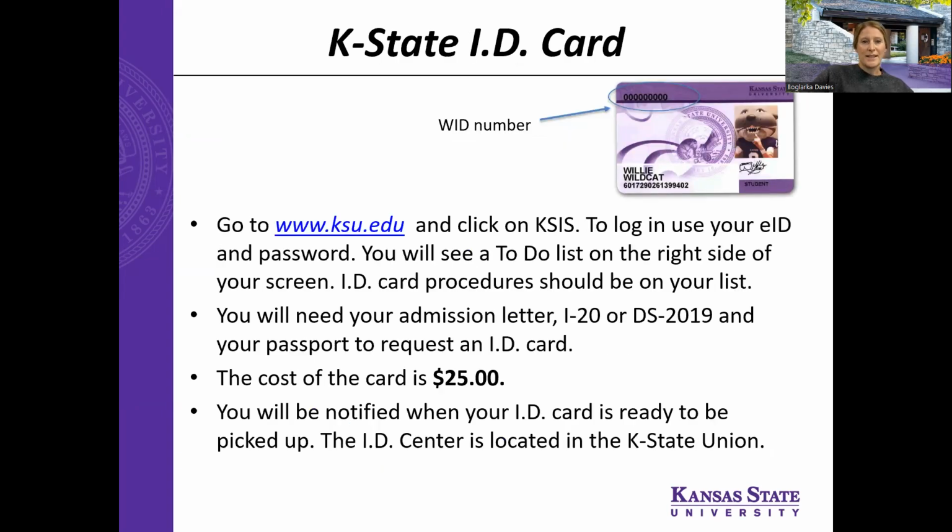You will need to get your K-State ID card. You can go on the kstate.edu website and click on Cases. To log in, use your EID and password. You will see a to-do list on the right side of your screen, and ID card procedures should be on your list. You will need your admissions letter, your I-20 or DS-2019, and your passport to request an ID card. The cost of the card is $25. You'll be notified when your ID card is ready to be picked up. The ID Center is located in the K-State Student Union.